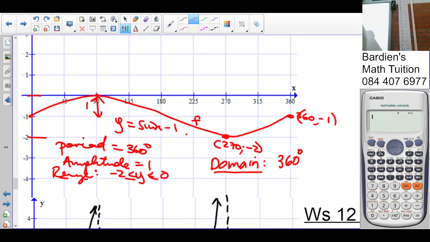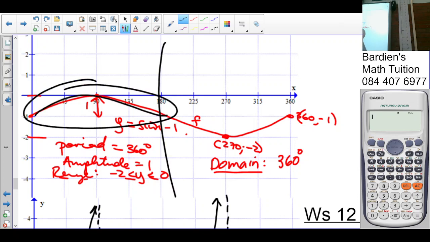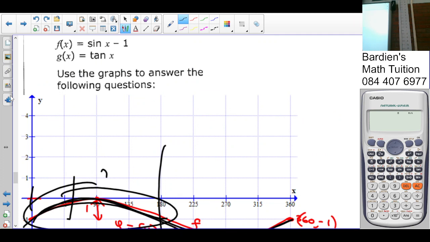So if they ask you to draw the graph from 0 to 180, they ask you just to draw this part of the graph. What is the domain then? 0 to 180. Can you see that? But what would the period of that graph be? Still 360. Because why? The time to complete one full cycle is still 360 degrees. Even though they ask you to draw from 0 to 45, the domain will be 0 to 45, whilst the period, the time taken to complete one full cycle, is still 360. Does it make sense?